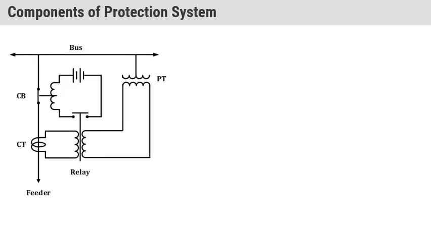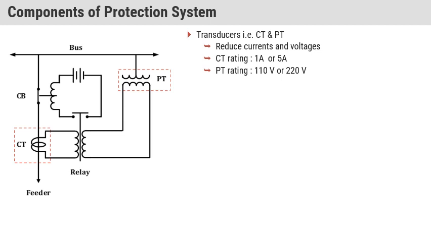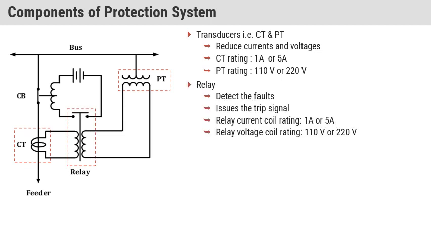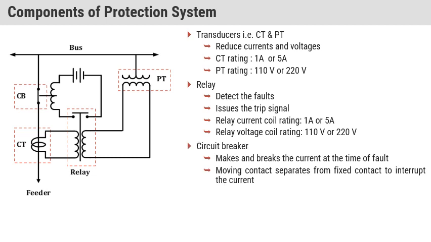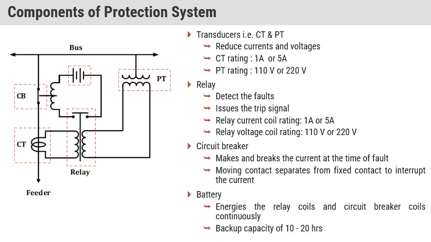Hello students. In the last lecture we discussed the components of a protection system. The first one is the transducer, CT and PT. Then we have a relay, then a circuit breaker, and the last one is a battery. This battery is used to continuously energize the relay coil and circuit breaker coils, with a backup capacity of 10 to 20 hours. So these are the components of the protection system.